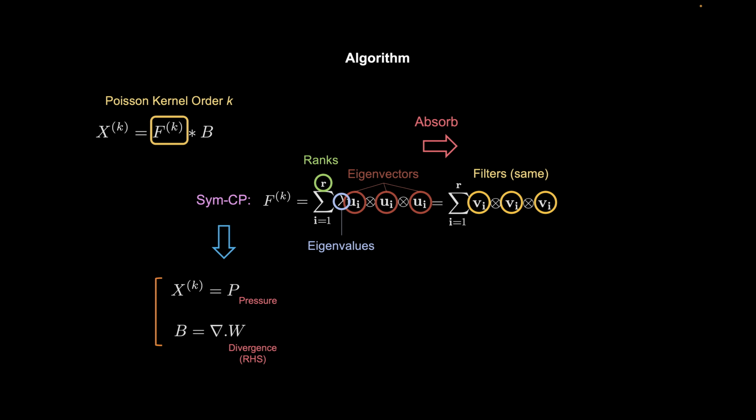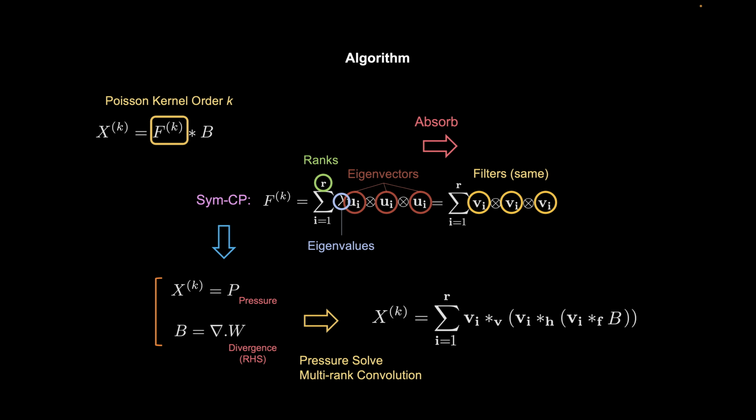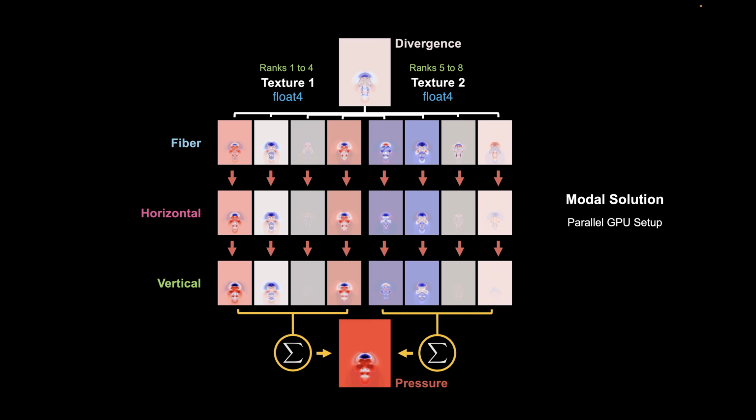Now, for example, if we want to solve the Poisson pressure problem, we plug in the pressure and the divergence, and we do a multi-rank convolution to solve for pressure. This involves three convolutional passes, vertical, horizontal, and fiber to get the solution. Okay, let's see how we use the filters. Here you can see everything in action for a 2D slice of a 3D simulation.